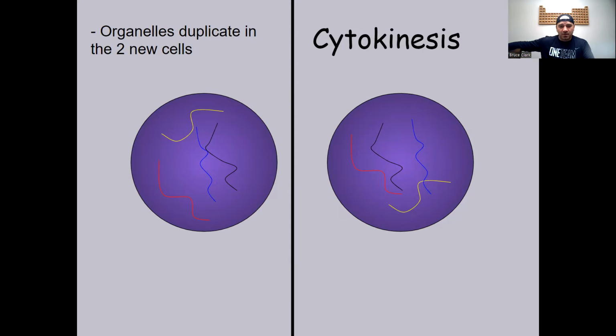And remember, this is how organisms grow. That's how you go from a one-cell being to a trillion-cell being, by mitosis over and over and over again.